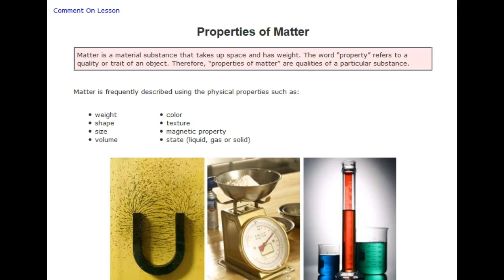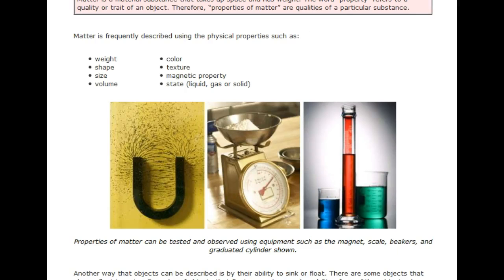Matter is a material substance that takes up space and has weight. The word property refers to the quality or trait of an object. Therefore, properties of matter are the qualities of a particular substance. Matter is frequently described using the physical properties such as weight, shape, size, volume, color, texture, magnetic property, and state, whether it's solid, liquid, or gas.